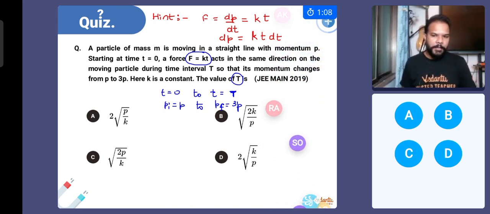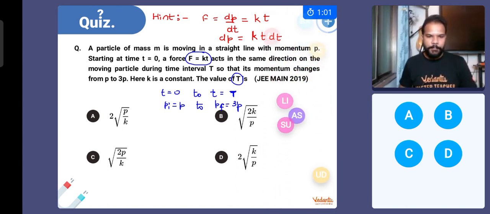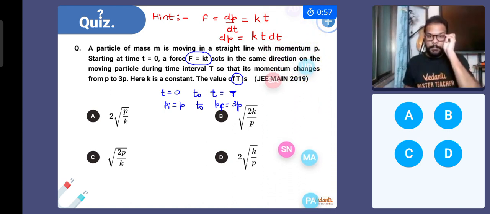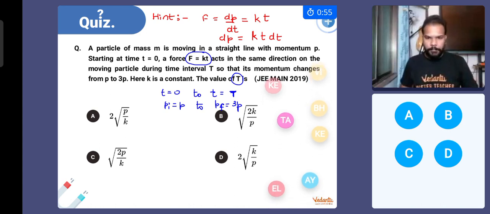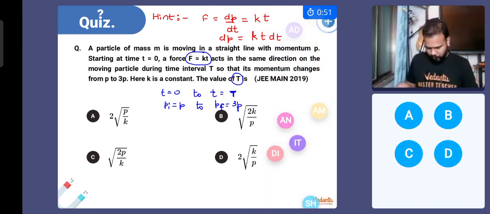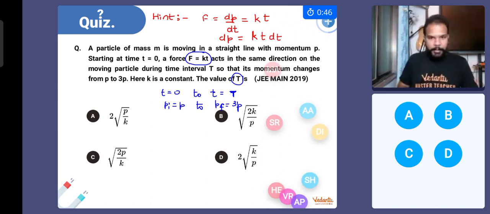Half time is gone, 45 seconds remaining, everyone. Okay. Last 10 seconds now, come on. Let's see how well you are able to apply integration applications.